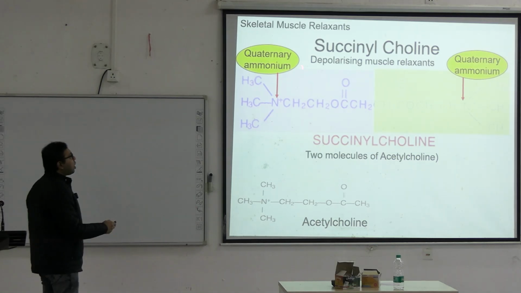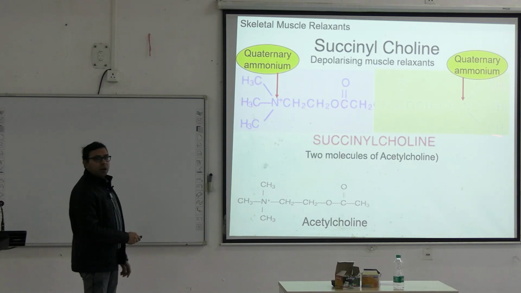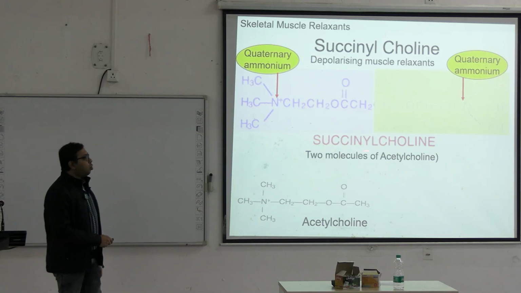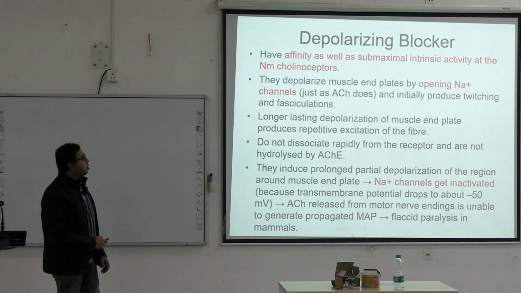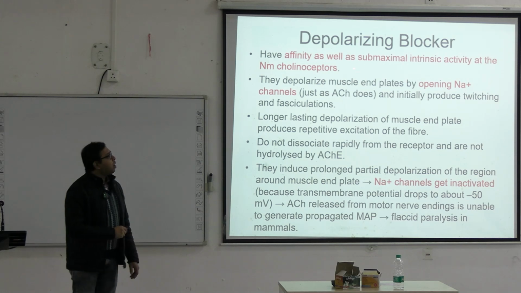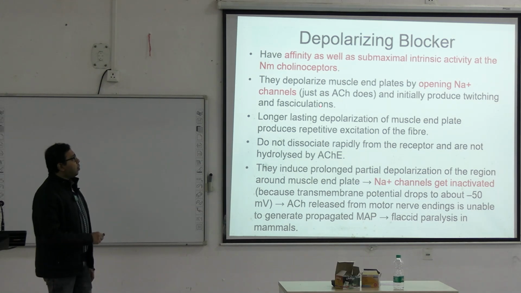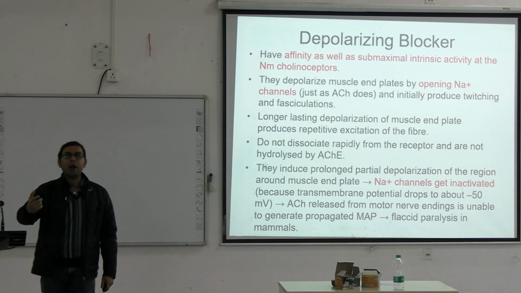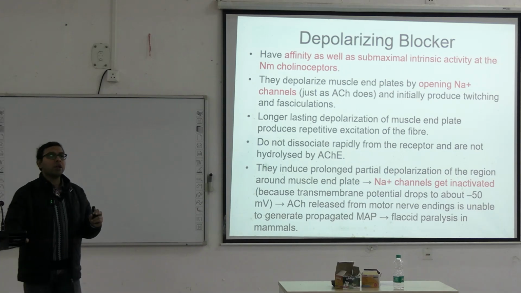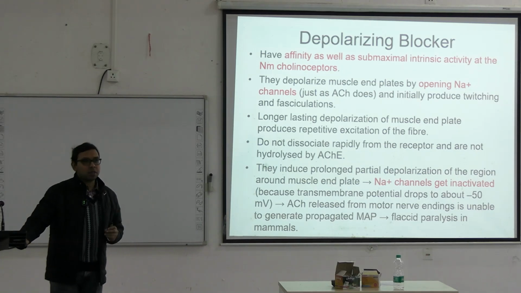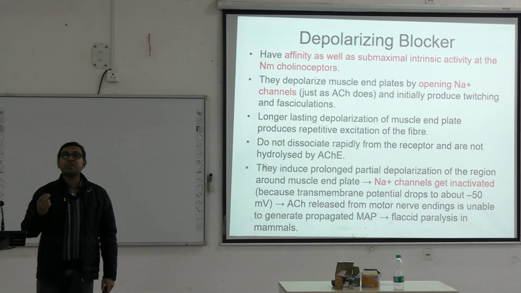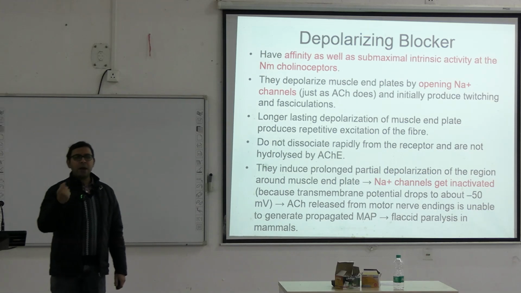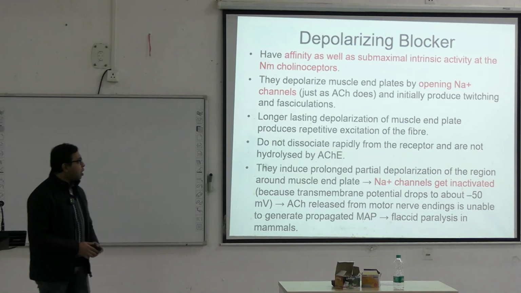Okay. Quaternary ammonium compound succinylcholine is basically two molecules of acetylcholine joined. So they have affinity and submaximal intrinsic activity. They depolarize muscle end plates by opening the sodium channels and initially produce twitching and fasciculations. Since they are causing depolarization, there will be some contraction, but that contraction is irregular. This is also known as fasciculation or twitching, rapid jerking movements that may happen.